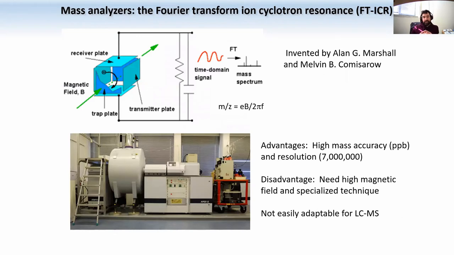And finally, the last family of mass analyzers is the one that we call the Fourier transform ion cyclotron resonance. This complicated term basically defines mass analyzers that define the mass of your analyte based on the oscillation of these molecules in a certain device. So these analyzers are a little more modern than the analyzers that I showed you before, that are from the 1950s.